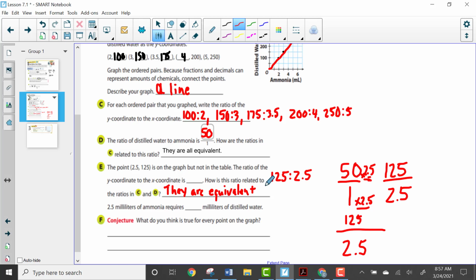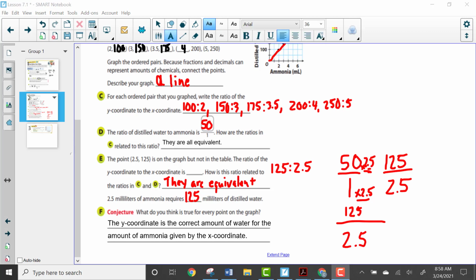So we can see 2.5 milliliters of ammonia requires 125 milliliters of distilled water. So the question that we can see here at the bottom: what do you think is true for every point on the graph? We see that the y coordinate is the correct amount of water for the amount of ammonia given by the x coordinate, which would be the unit rate of 50 to 1.